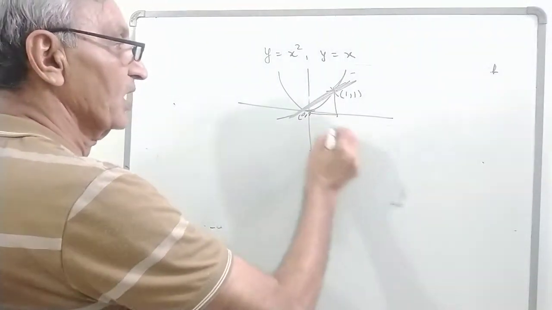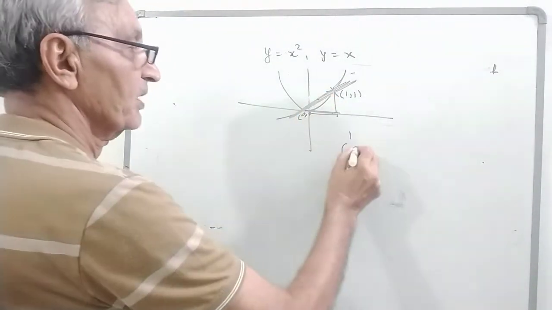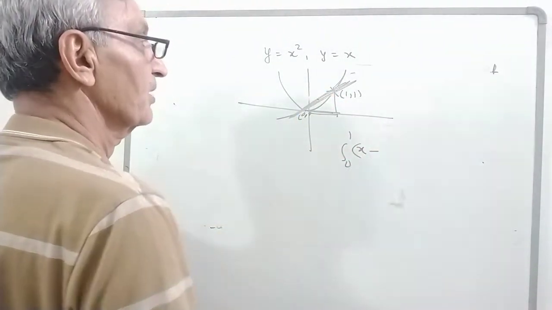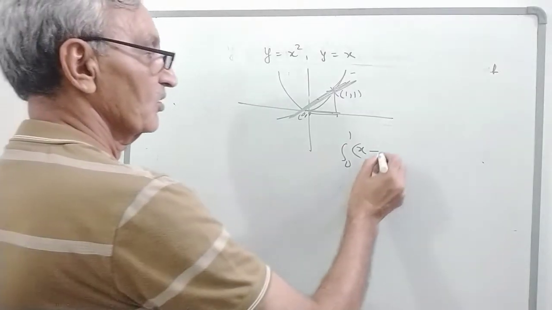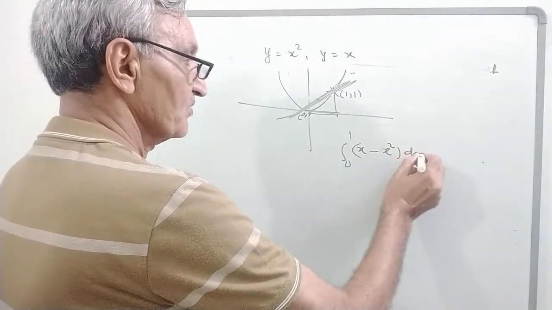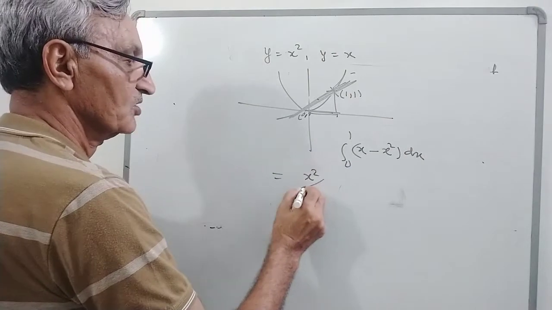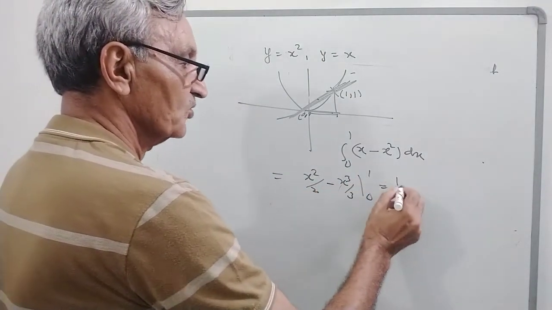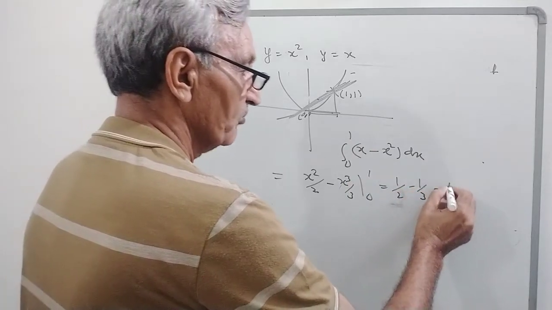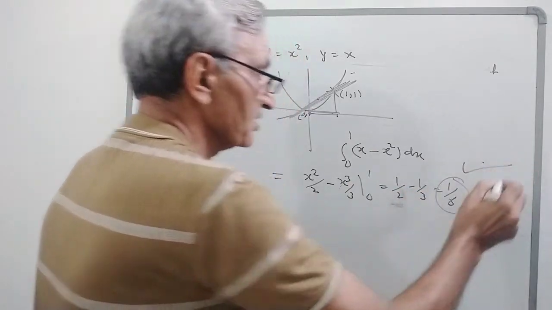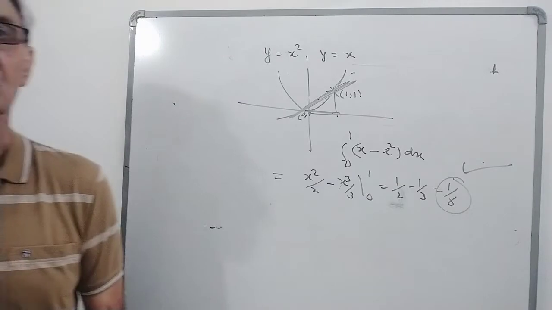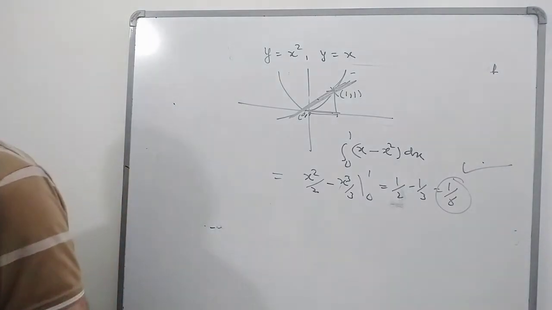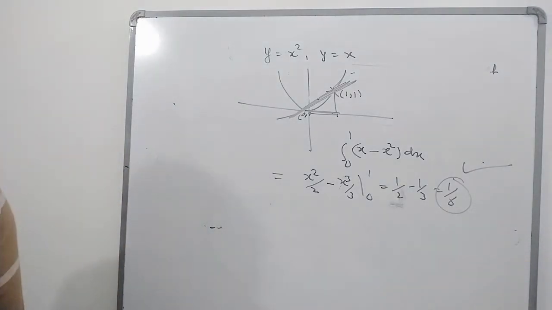Find the area. The area is from 0 to 1, y upper minus y lower, into dx. Well, friend, x²/2 minus x³/3, from 0 to 1. It takes no time to do this one: 1/6. This was one question asked in 2021. I am repeating this question so that you can do it very easily.